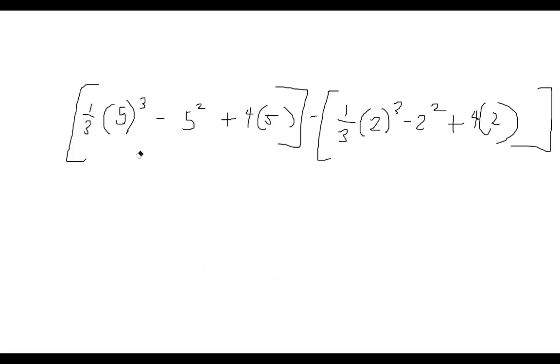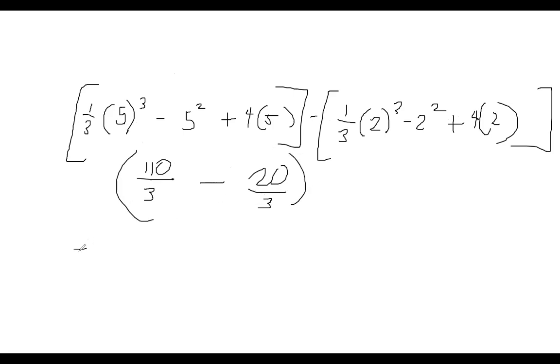So if we calculate, which is 5 to the power of 3, that's 125 over 3 minus 25 plus 20. So we will come up with an answer of 110 over 3. And minus 4 over 3 minus 4 plus 8, that's simply 20 over 3.